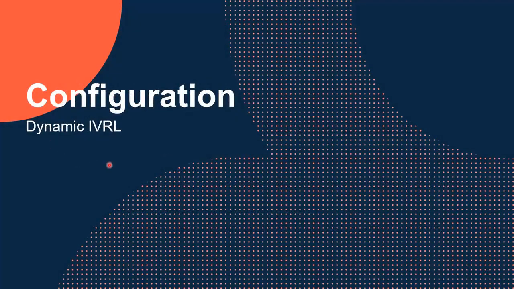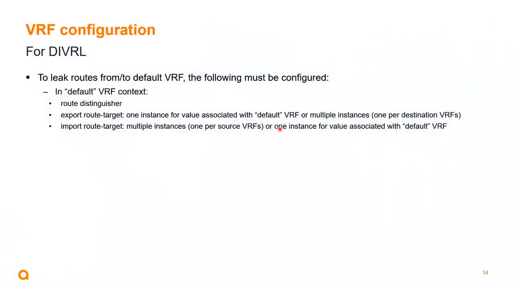Let's have a look at the configuration for dynamic IVRL. We have to leak routes from or to the default VRF, so we are going to use the following configuration. First, into the default VRF context, we must configure a route distinguisher value. Then we will configure an export route target.